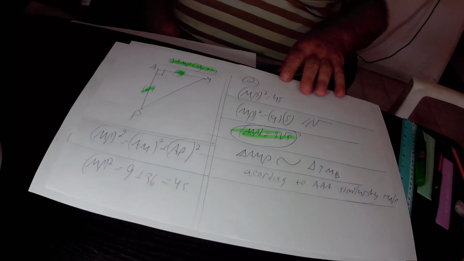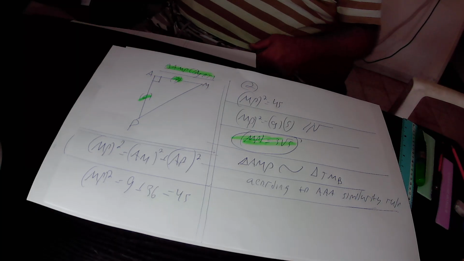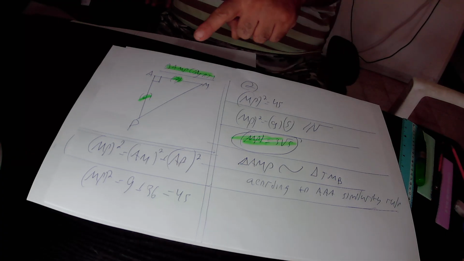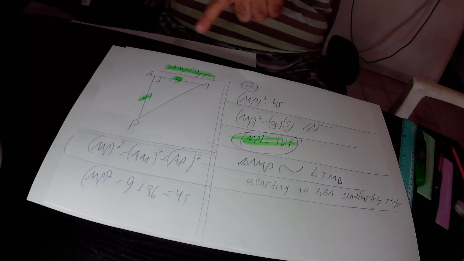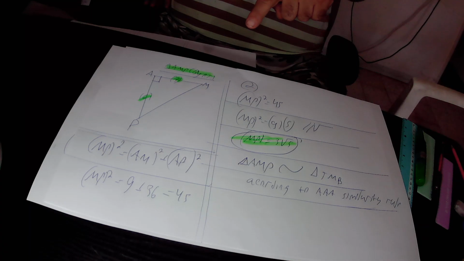This is right triangle AMP that I copied from the original drawing. According to the Pythagoras theorem, in this right triangle MP squared, that is the square of the hypotenuse, equals AM squared plus AP squared. MP is the missing side, so MP squared equals AM squared.